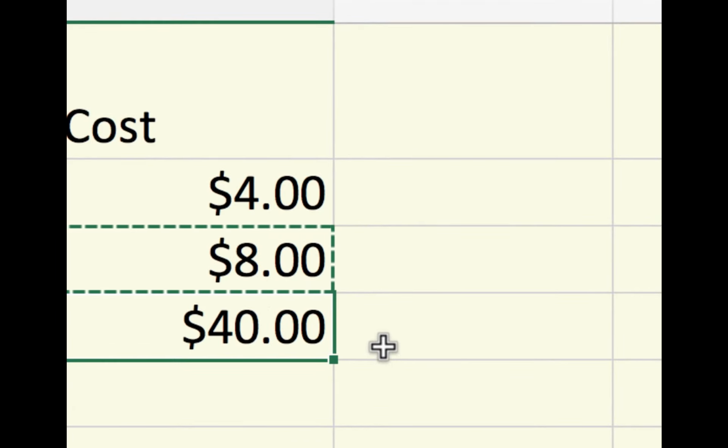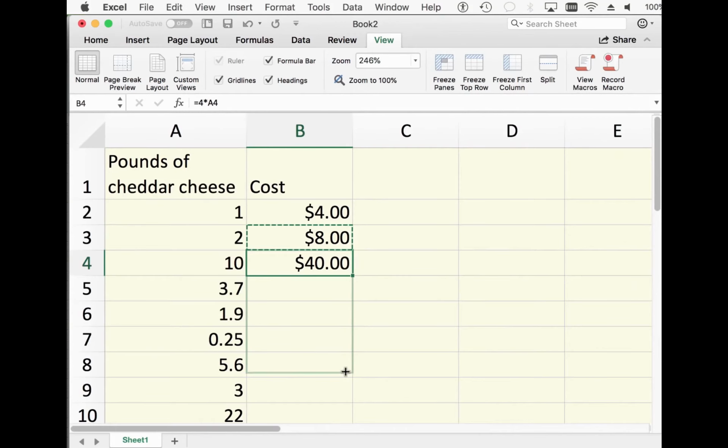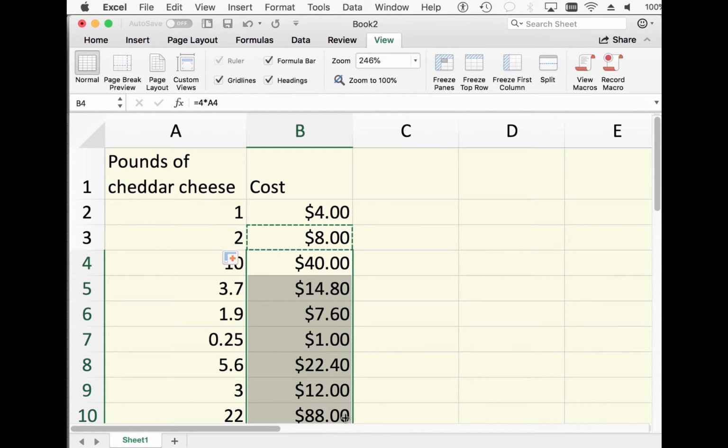But notice they're showing how the shape changes from the white plus sign to the dark plus sign. You're inside the box and you just click and drag the whole thing down, and when you release it, everything is multiplied by 4. That's very convenient, and you can spot check a few of these. 3 times 4 is 12, for example.